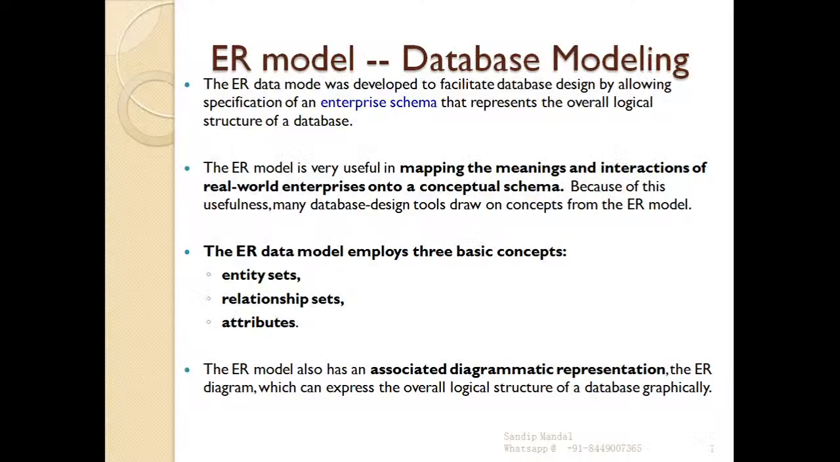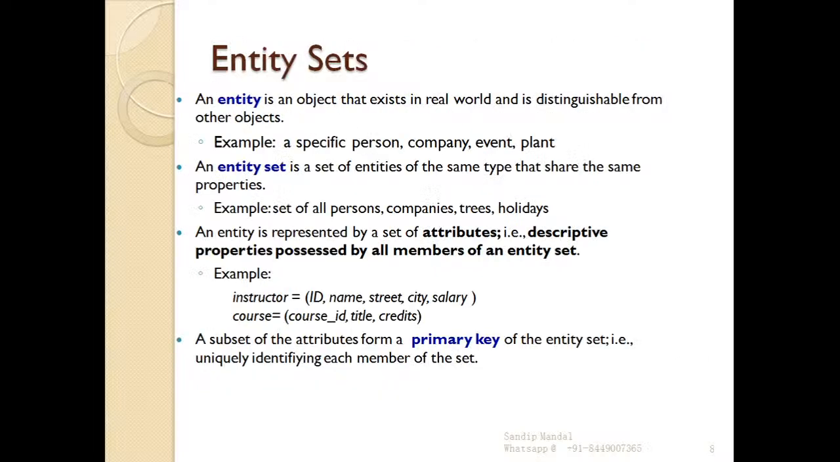Okay, so if I go to the entity sets, an entity is an object that exists in the real world. It is distinguishable from other objects. So an entity is an object that exists in the real world that is distinguishable from other objects. Okay, so I already discussed that thing to you, that an entity can be considered as a person, a project, a company, or every identifiable object.